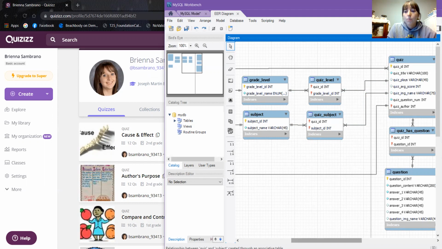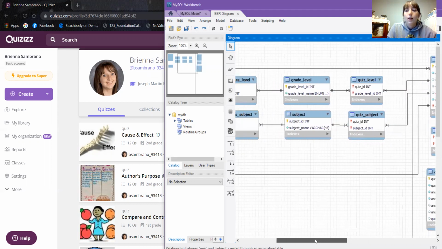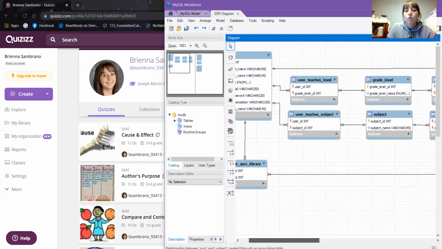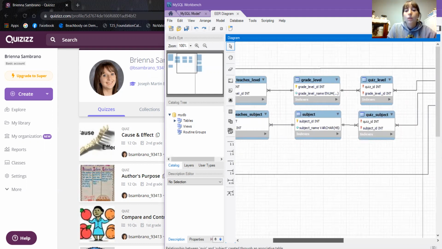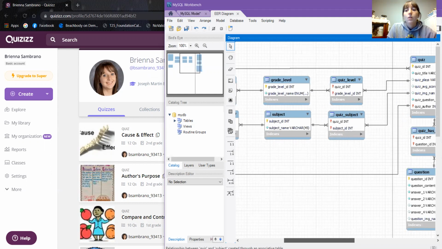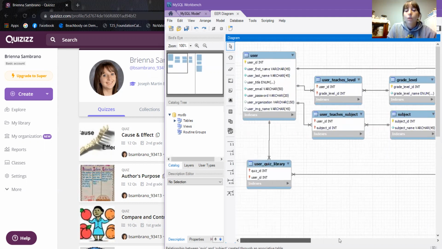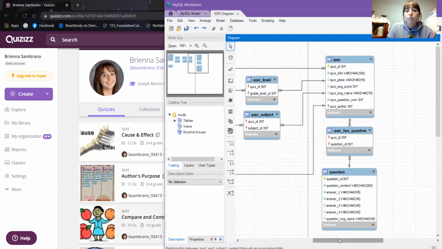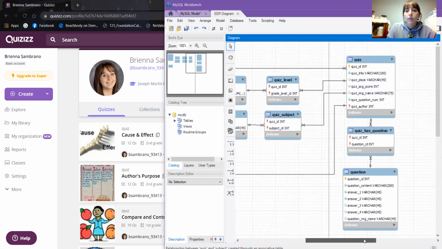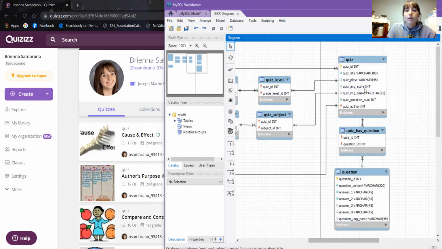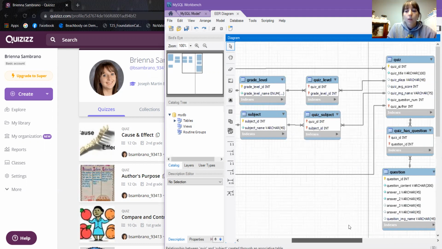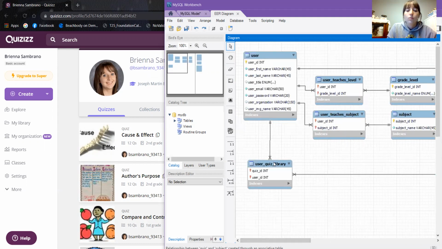The last couple of things I did was connect the quiz itself to the users. So you can either create a quiz or you can save a quiz. For each quiz, it should only have one author or creator. So I used a one-to-many relationship from the user to the quiz. One user can create many quizzes, but each quiz should only have one creator, so that will be a foreign key on there. And then the user quiz library was another many-to-many relationship.